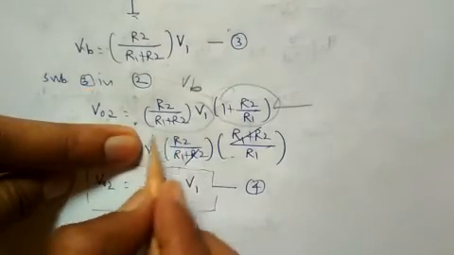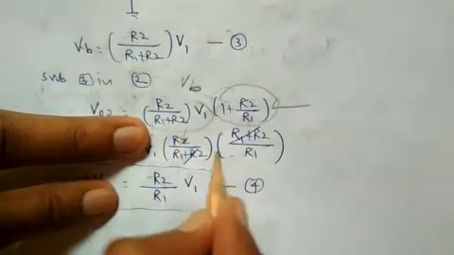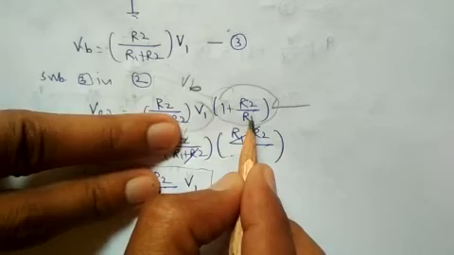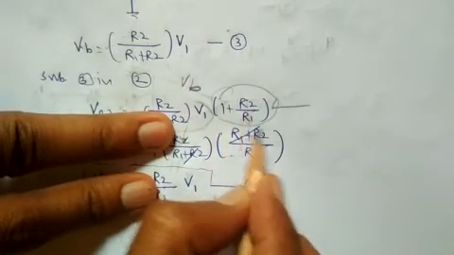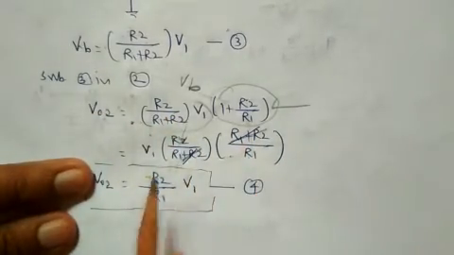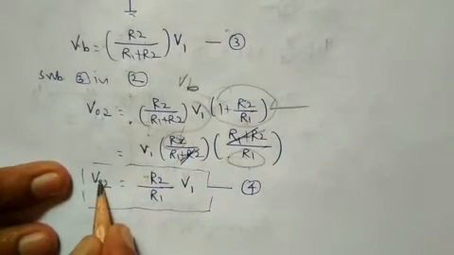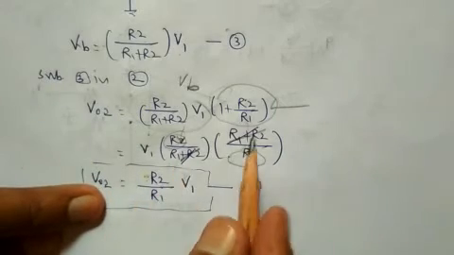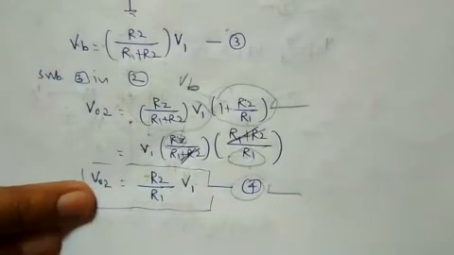And now V1 into R2 by R1 plus R2, you can write the same term. Here 1 plus R2 by R1 can be rewritten as R1 plus R2 by R1. So R1 plus R2 in both the terms will be cancelled. Finally, we'll have R2 by R1. So Vout2, the output of the non-inverting amplifier, is R2 by R1 into V1. We have to name this as equation 4.